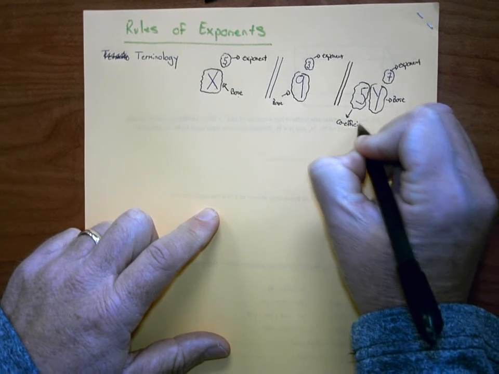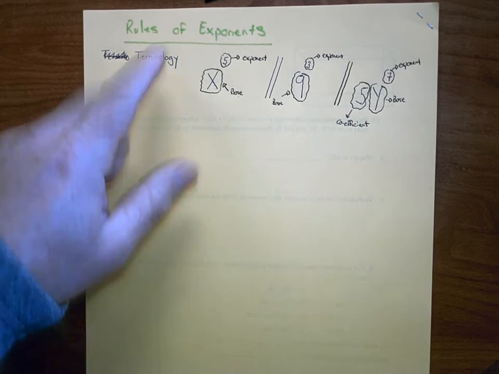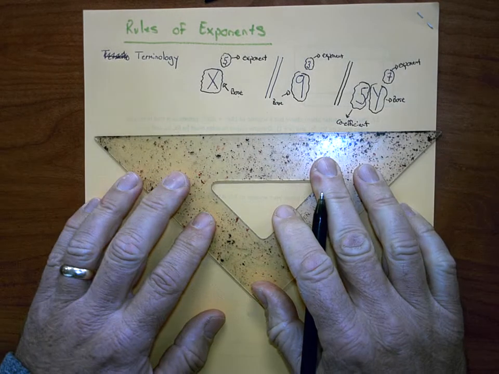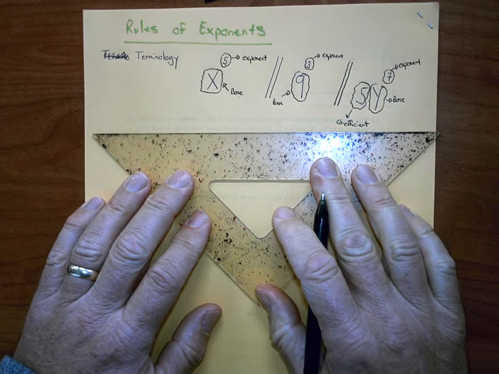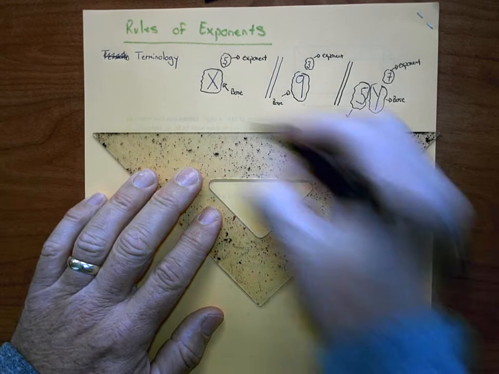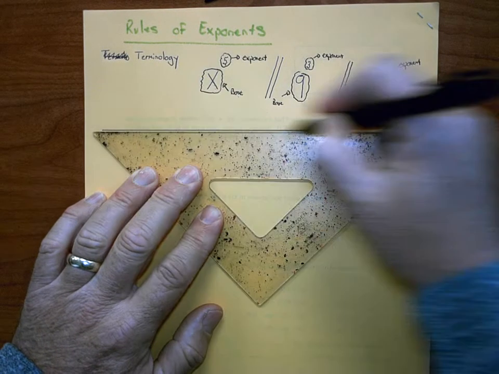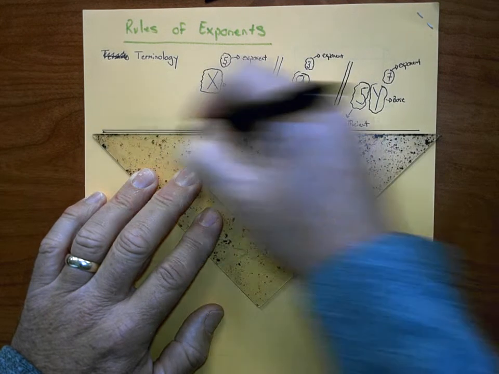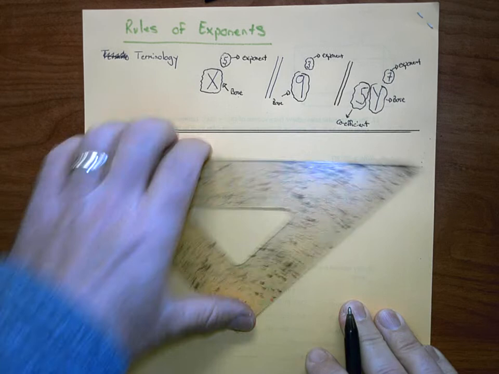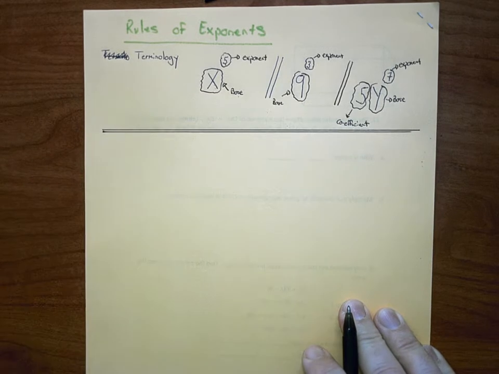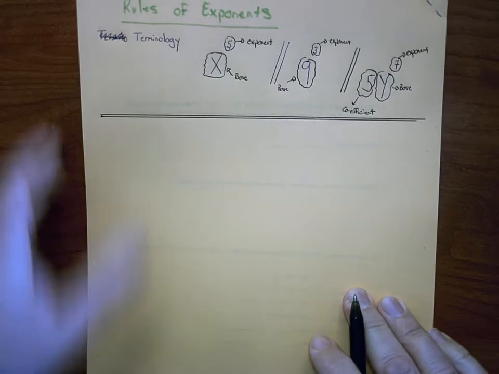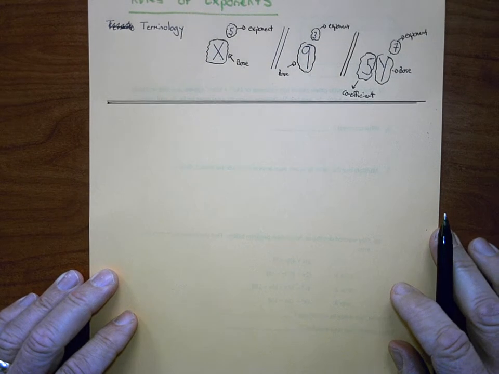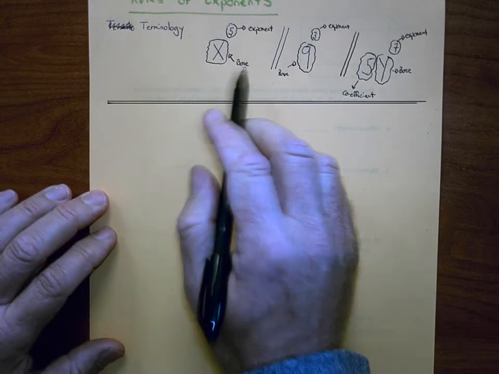And you need to know this because as I go over the rules of exponents, you're going to be hearing me say base a lot, exponent a lot, and coefficient a lot. Okay, and let's see, how many rules? We're going to go over 5 rules of exponents that we need to review today. And these will coincide with one of the worksheets you're going to be doing for the week.